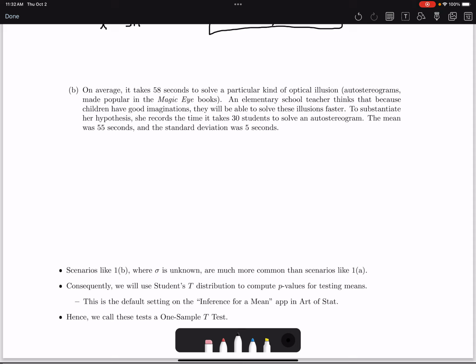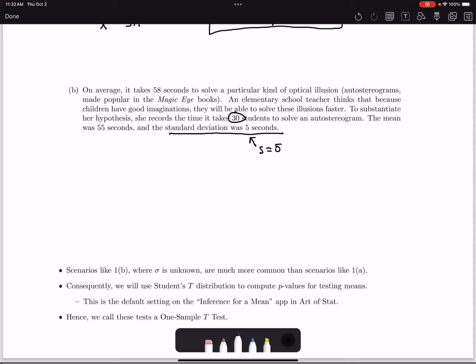Let's see. It says on average it takes 58 seconds to solve a particular kind of optical illusion. A school teacher thinks that because children have good imaginations, they can solve them faster. So she records the time it takes 30 students to solve an autostereogram, and the mean was 55 seconds with the standard deviation was 5 seconds. So notice that we are given a standard deviation here, but it's not the population standard deviation. This is the sample standard deviation of her 30 students, right? So this standard deviation is the sample standard deviation, S equals 5.